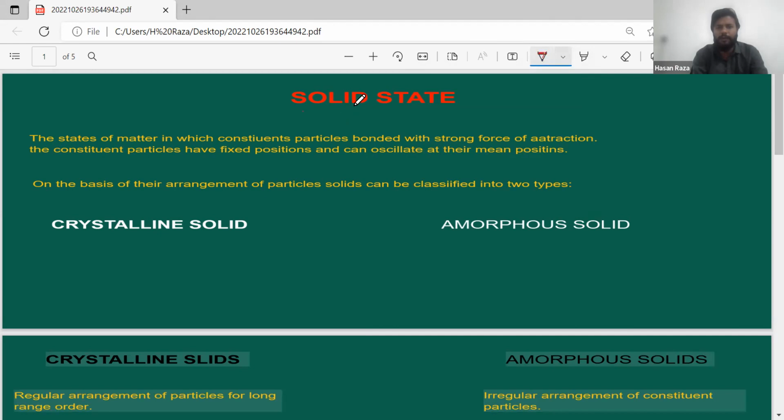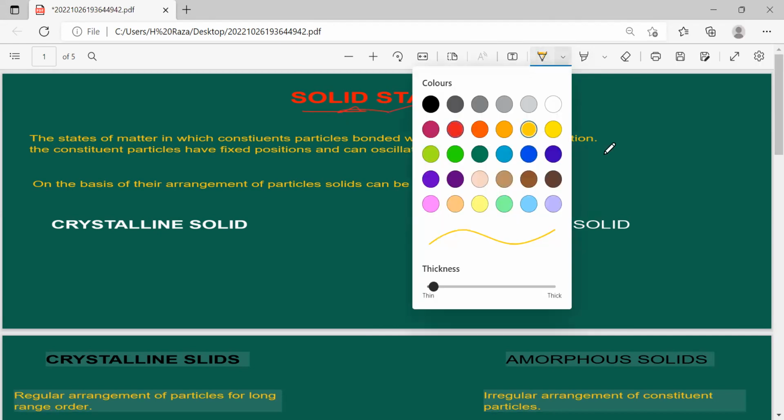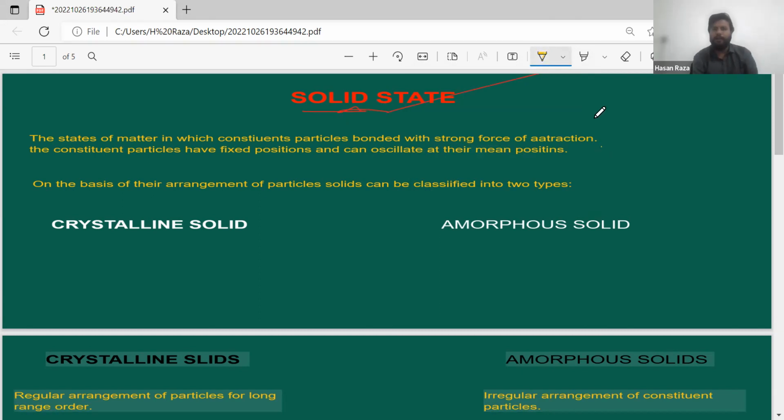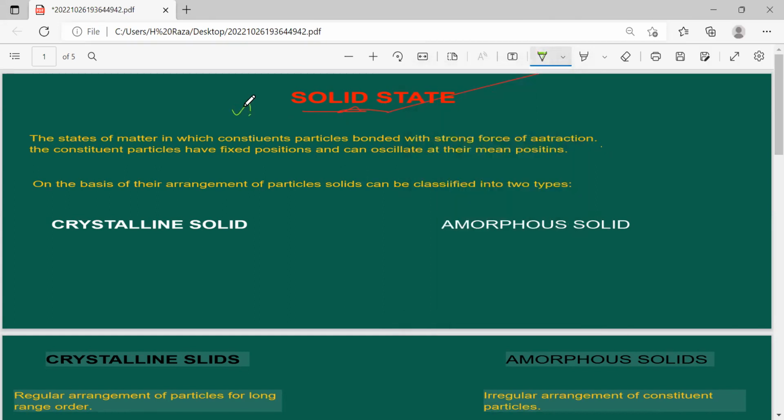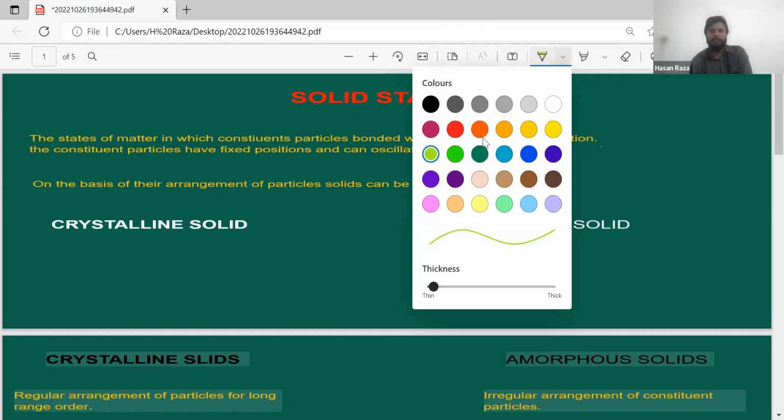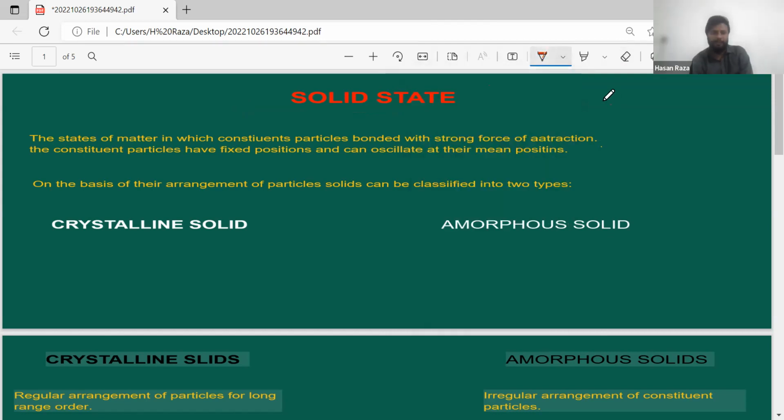We just started the chapter, solid state. So basically, what is solid state? My first question is, I think you have studied this chapter before, right? This year? I haven't started it in school. Okay, I think it's not in the syllabus of this year.